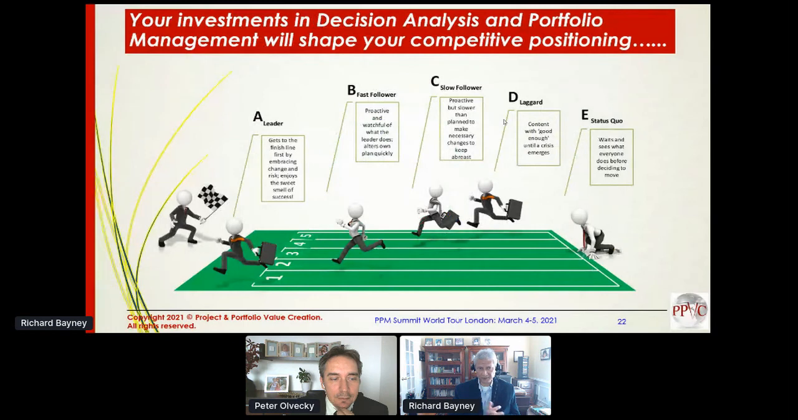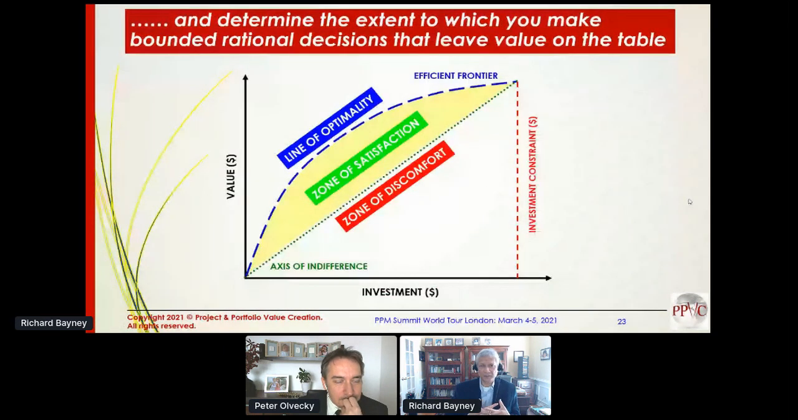Now, in my final slides, I will posit that your investments in decision analysis and portfolio management will help to shape your competitive positioning. You can either proactively determine that you wish to be a leader, some type of follower, or a laggard, where in fact you're perfectly happy with being good enough until a crisis emerges, or really do nothing and be content with the status quo. And then determine the extent to which you make bounded rational decisions that leave value on the table.